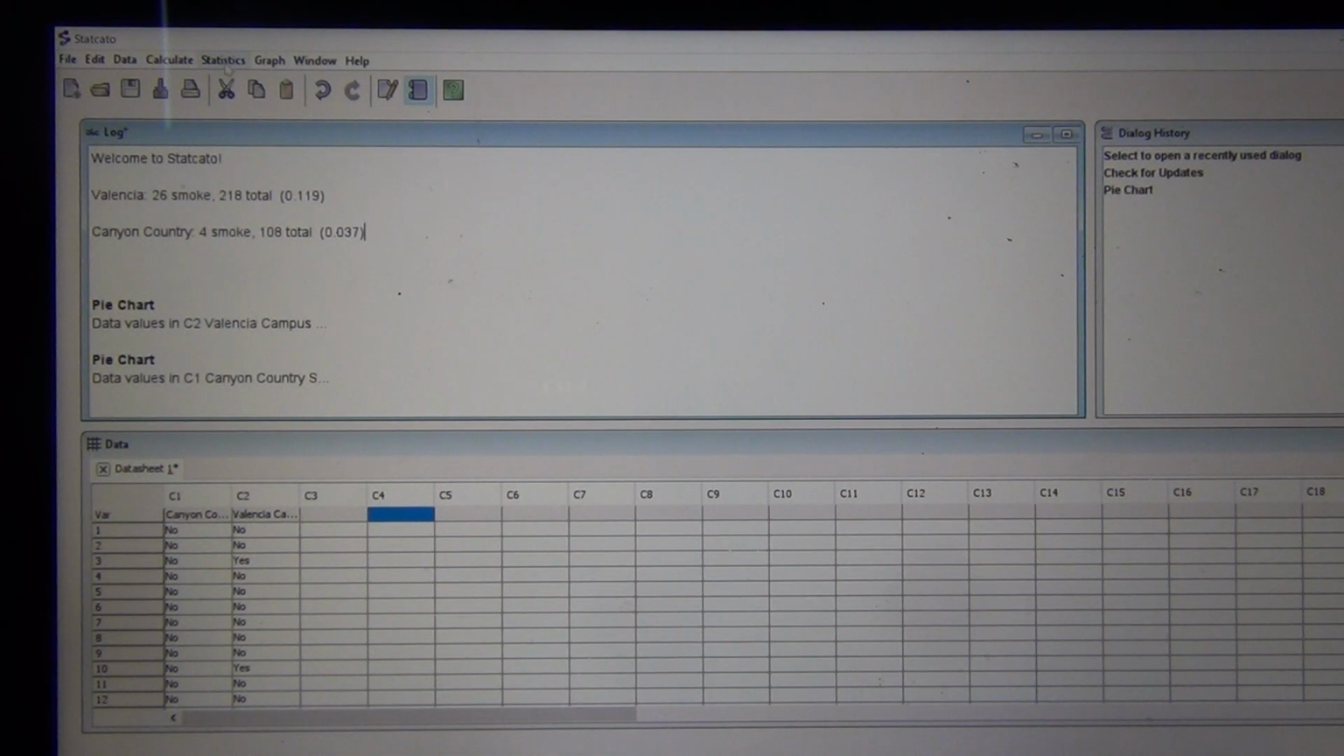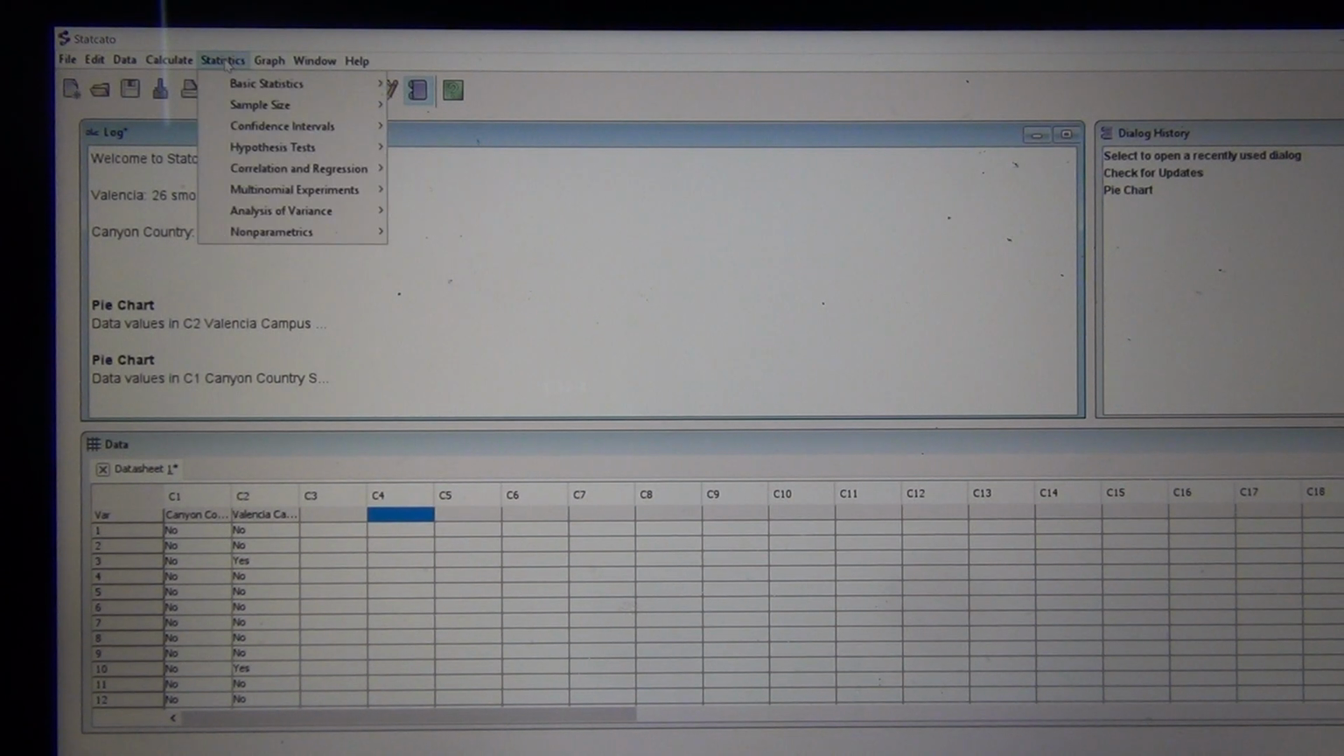It's always good to think about your null and alternative hypotheses. My null hypothesis would be that they're equal. My alternative hypothesis would be that the percentage of stat students that smoke at the Valencia campus is higher than at Canyon Country. So I'm going to do a greater than test, which would be a right-tailed test. All right, let's do that.